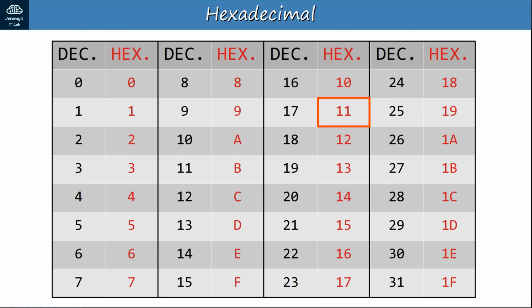Hexadecimal 1, 2 is decimal 18. Hexadecimal 1, 3 is decimal 19. Hexadecimal 1, 4 is decimal 20. Hexadecimal 1, 5 is decimal 21. Hexadecimal 1, 6 is decimal 22. Hexadecimal 1, 7 is decimal 23, etc. Hexadecimal then proceeds 1, 8, 1, 9, 1, A, 1, B, 1, C, etc.